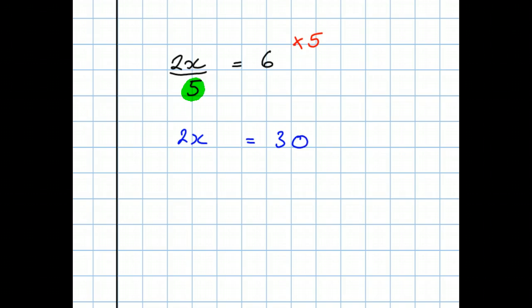Let's look at another one where we've got a fraction. 2x over 5 equals 6. Don't like these denominators, so I'm going to multiply the whole equation by that denominator, which isn't 6, it's 5. To give 2x equals 30, and then when we've got something in front of x, we take that coefficient and put it underneath, so x equals 30 all over 2.